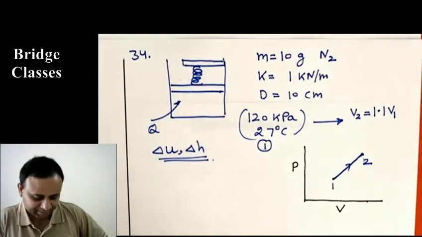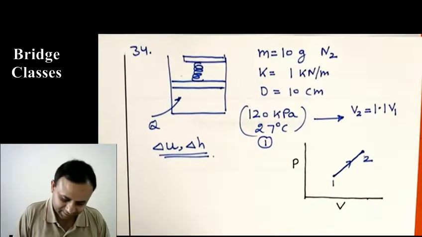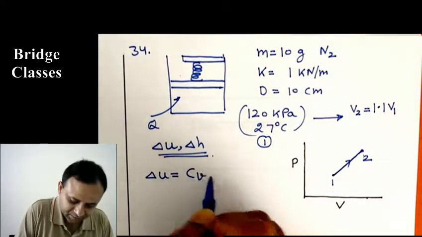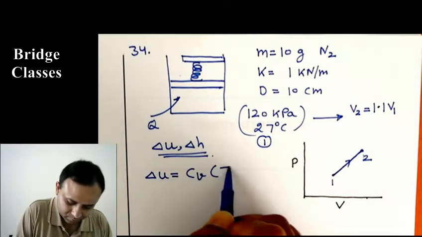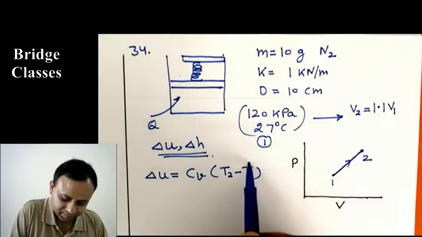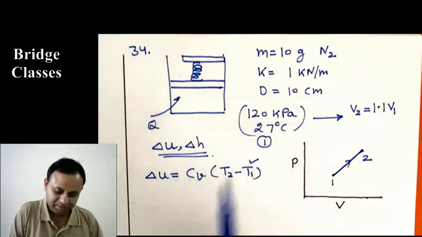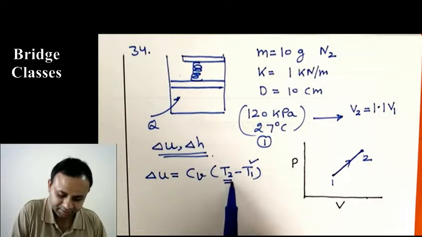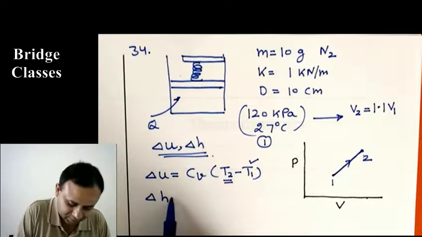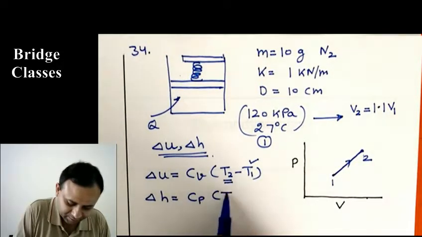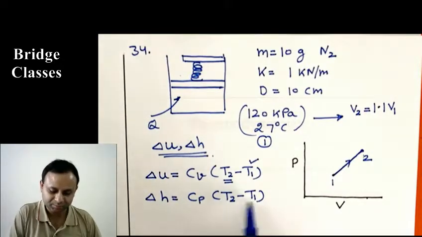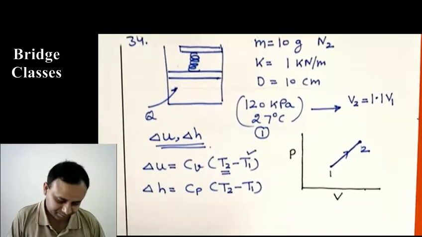But right here, to determine delta U and delta H, let us see. Delta U is Cv delta T. And T1 is given, that is 27 degrees C. So we just have to determine T2, the final temperature. That will give us delta U. And similarly delta H. Delta H is Cp delta T. So we need to determine T2 and then plug numbers, that will give us the answers.